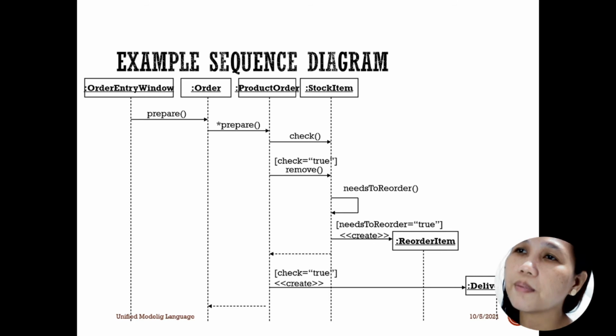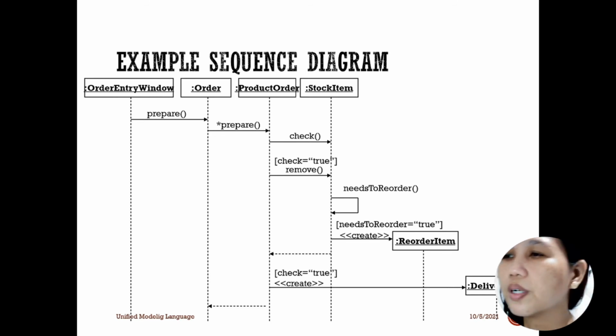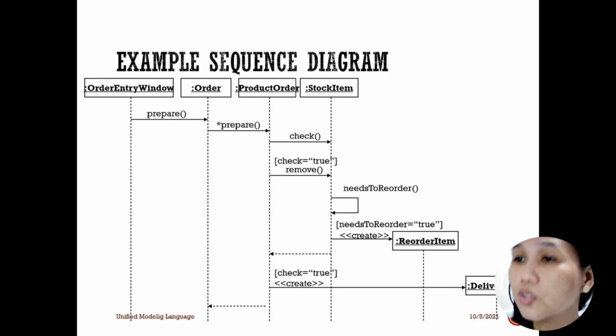Here is an example of a sequence diagram. Order entry will prepare the order, then it goes to the product order, which will prepare and check the stock item. If it's true, then we proceed on the order. If it's not true, then it's removed. Or if it's negative, it needs to reorder, that is, if the item is not available. Then if it's true, we proceed to the delivery item of a certain product.